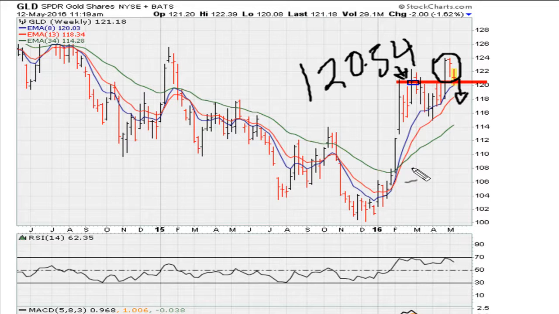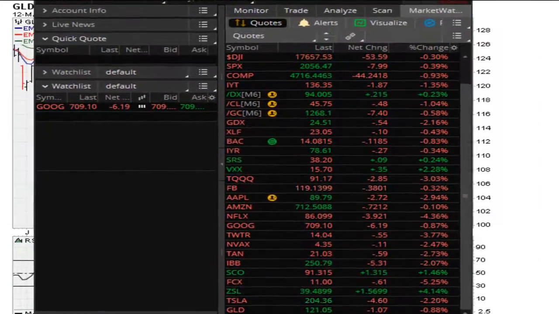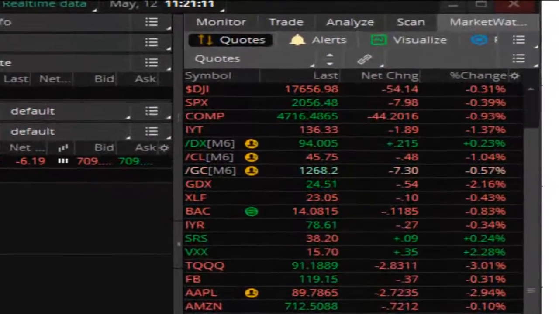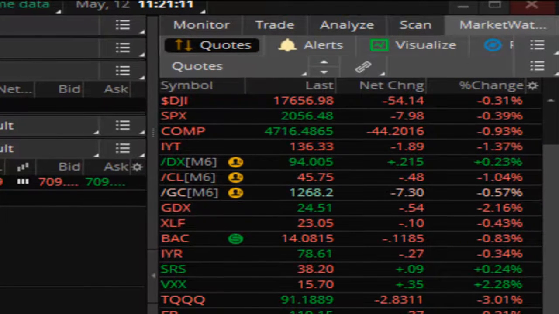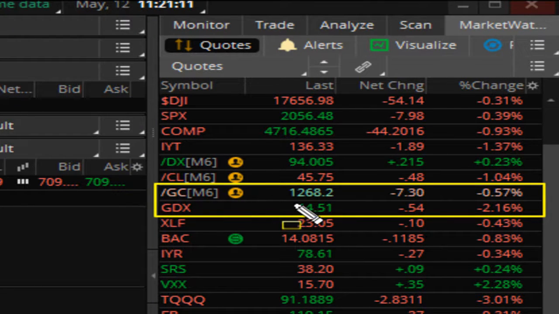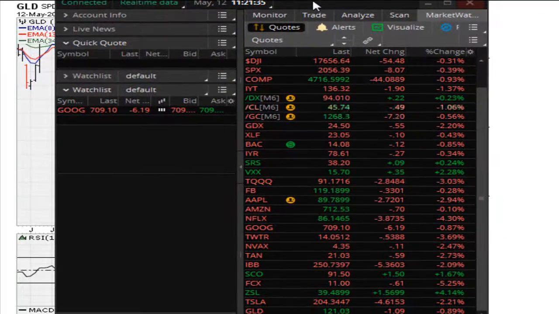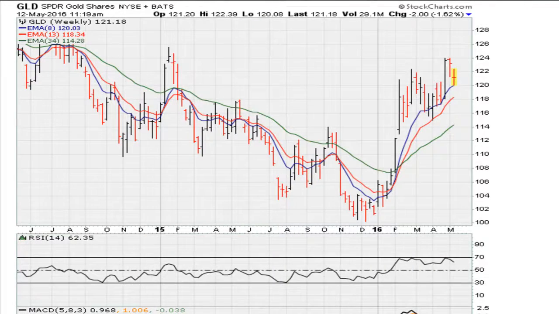For the record, let me share where the gold instrument itself is trading, along with the GDX. Gold is trading at 1268 and the GDX is trading at 24.51. We shall see how things go, but more than likely the risk is pointing to the potential for some type of major pullback in gold, and more so if it moves below 120.54.